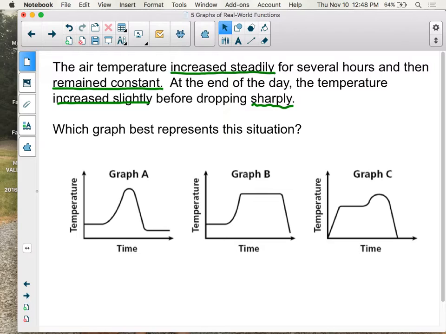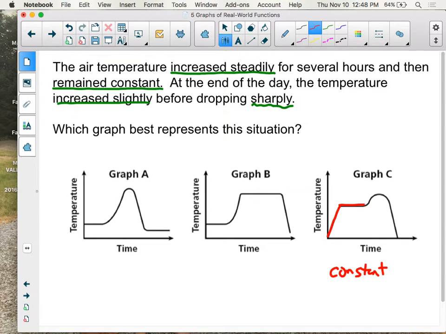Did you choose choice C? That would be pretty good. Because as I'm reading that, I'm thinking the temperature is increasing steadily. And then it remained constant. So notice that constant part of the graph. That graph is constant. We should say the temperature is constant.